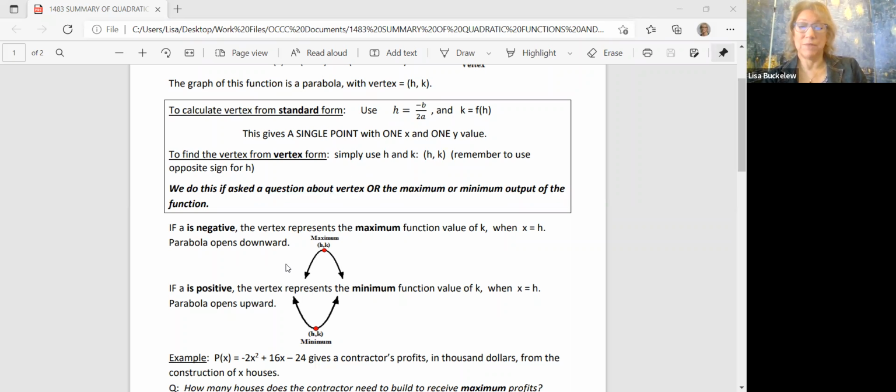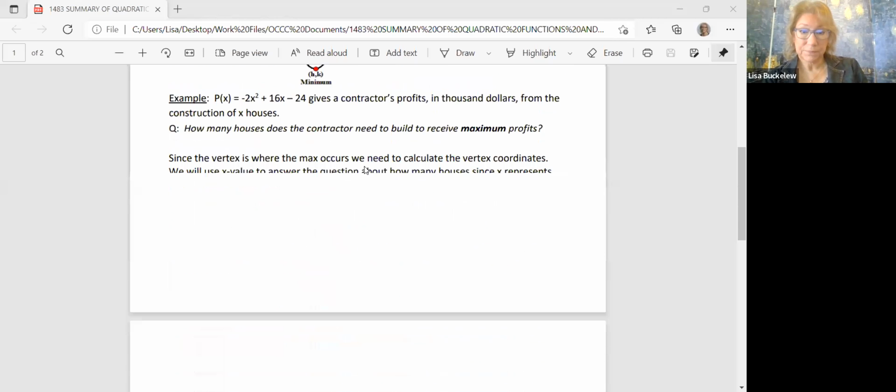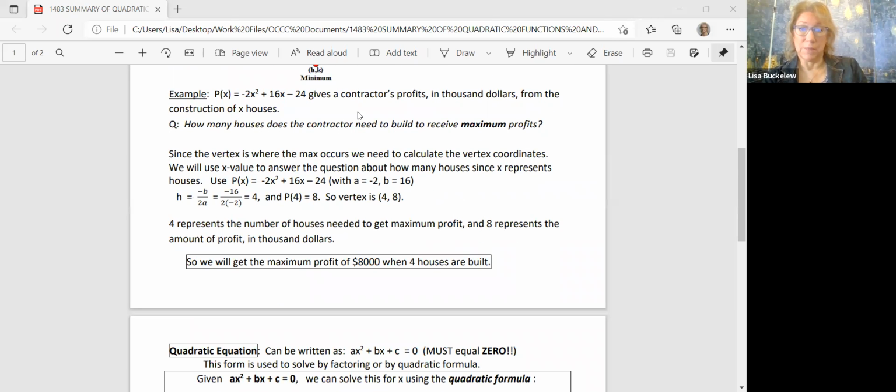Okay, so whenever we're asked about a maximum, or a minimum, or the vertex, or where it changes from decreasing to increasing or back and forth like that, all of those involve doing these calculations up here to find the x and y value for the vertex. All right, then I give a little example.